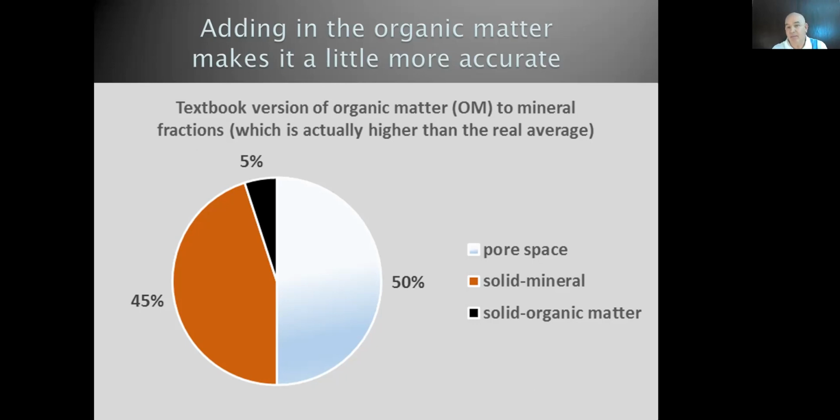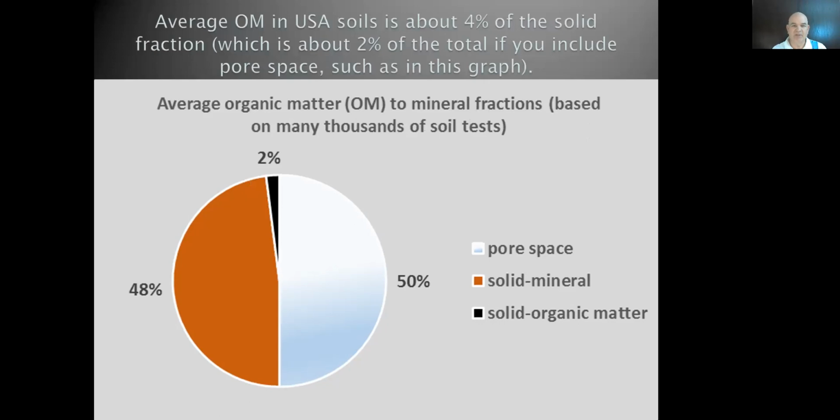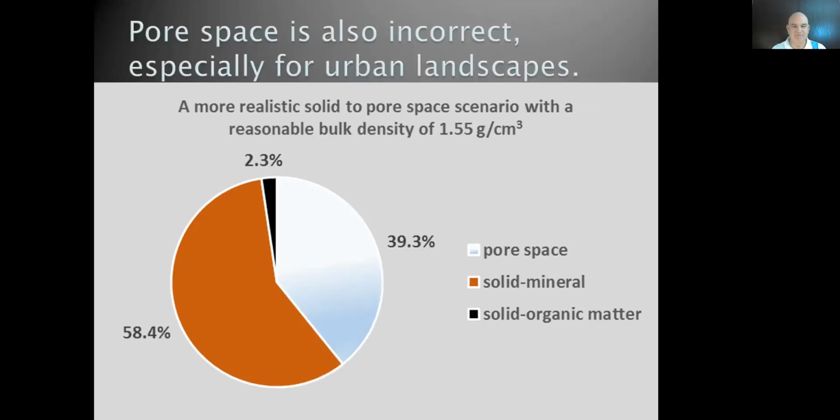If we throw organic matter in, it makes it a little more accurate. Because we do have some organic matter, but even this, kind of textbook 5% is a little bit inaccurate. We don't usually see organic matter levels that high. Much more common for organic matter to be about 4%. If I do an analysis and it's 4%, that's on a dry matter basis. So that means it's about 2% of the total would be more realistic for the average soil, which is kind of why it's ignored in a lot of these discussions to kind of simplify things, but if we're trying to be accurate. So here's one example that is even more accurate, especially in the urban landscape.